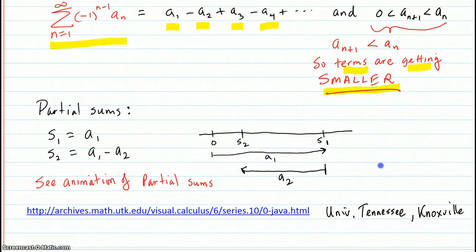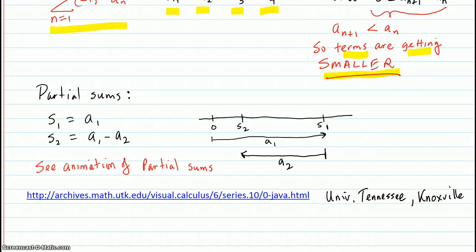So let's look at the partial sums. The justification of the alternating series test looks at partial sums. S1 just adds up A1. So let's say you have 0 on the real line here. Your A1 adds up and takes you all the way to here. And that's what your S1 is, because S1 is A1. Then S2 starts off where you were and subtracts off A2. So you go back a ways, back to here, and that's where S2 is.